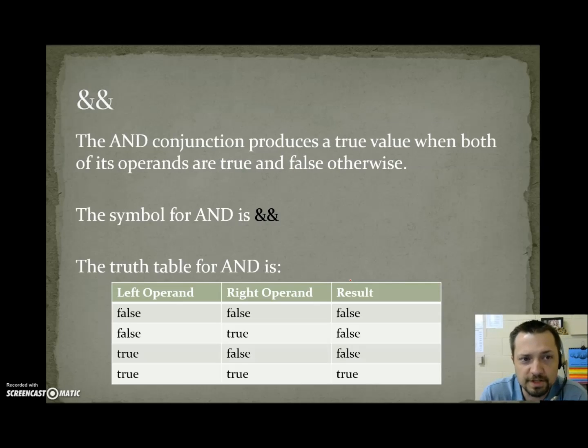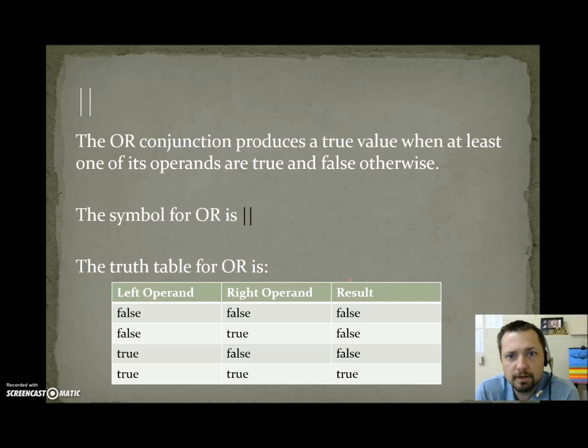Conjunction operators are operators that combine two Boolean values and produce a Boolean result. The first one we're going to go over is AND. The AND conjunction produces a true value when both of its operands are true and false otherwise. The symbol for AND is ampersand, ampersand. The truth table for AND is if the left is false and the right is false, we get false. If the left is false and the right is true, we get false. If the left is true and the right is false, we get false. The only time we get true with an AND is if the left is true and the right operand is true, then the result is true.